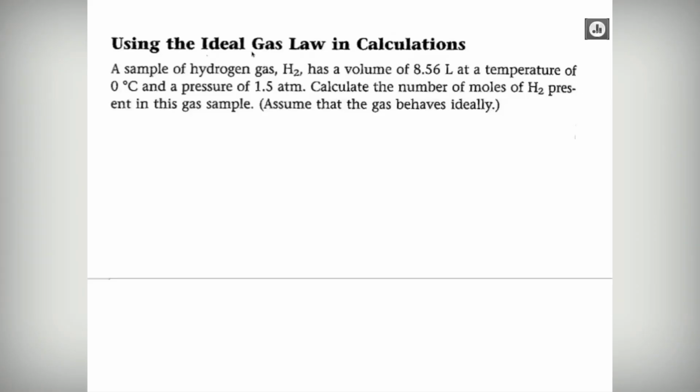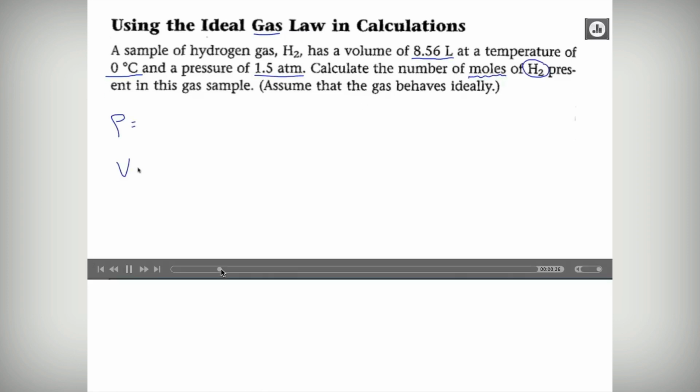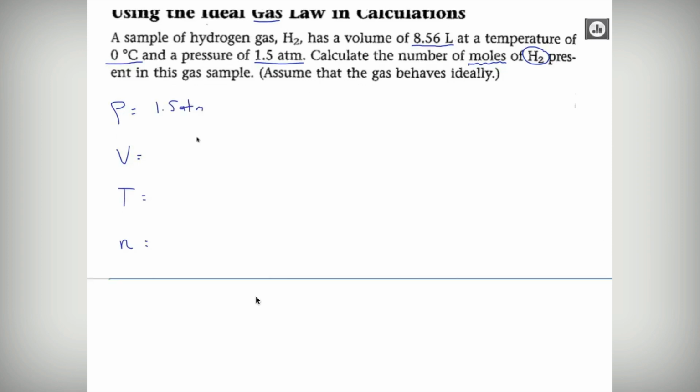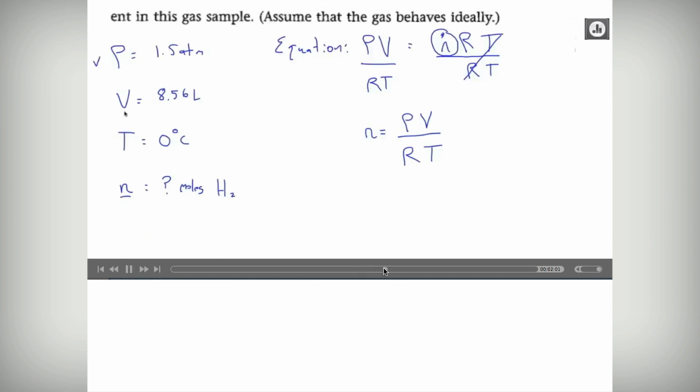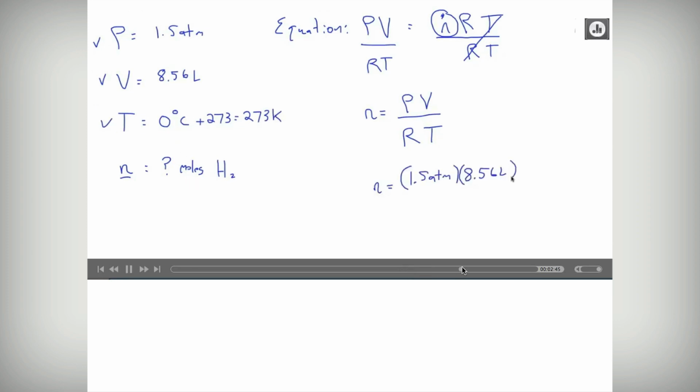So in this gas problem straight out of your textbook, it says you have a sample of hydrogen gas with a volume of 8.56 liters, a temperature of 0 degrees Celsius, and a pressure of 1.5 atmospheres. And it's asking you to calculate the moles, and we're talking pressure, volume, temperature, and moles. We would get a new equation for n. Pressure is in atmospheres, volume is supposed to be in liters, temperature in Kelvin here. You solve for grams, K cancels, and you get grams of hydrogen gas.